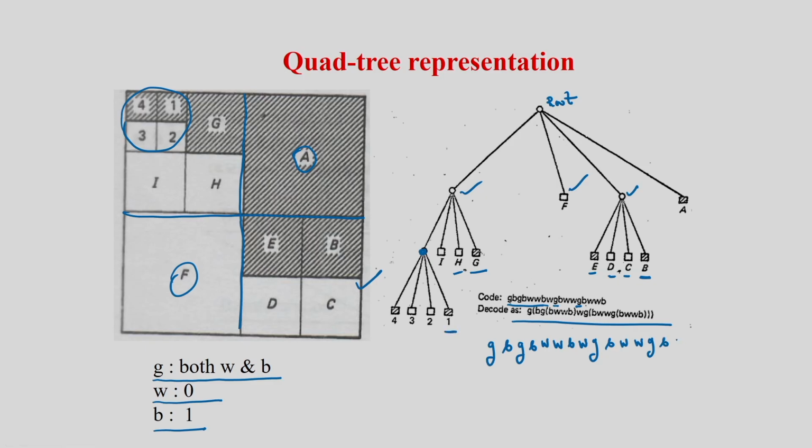After this, the white. After this, white, and after this, black. So like this I will be getting a code corresponding to this image, that is the region. Corresponding to this region I am getting the code. So this is called the quad tree representation. So by using the quad tree representation, I can represent a particular region.